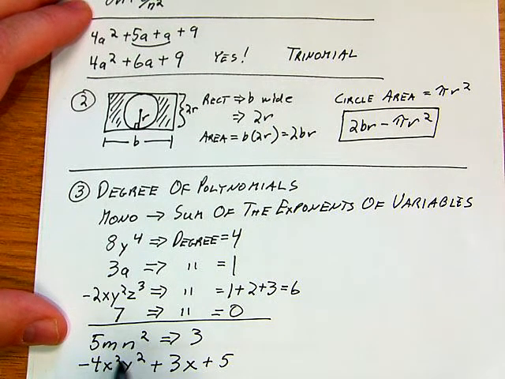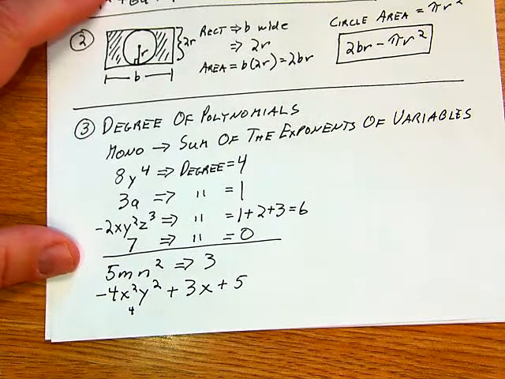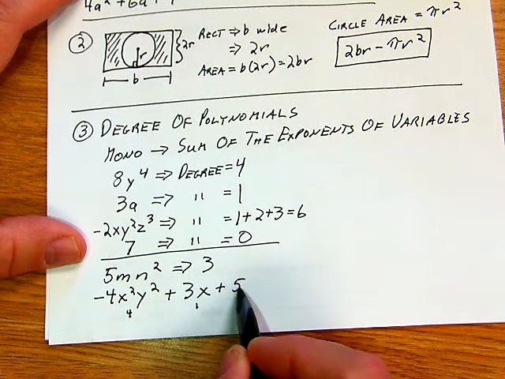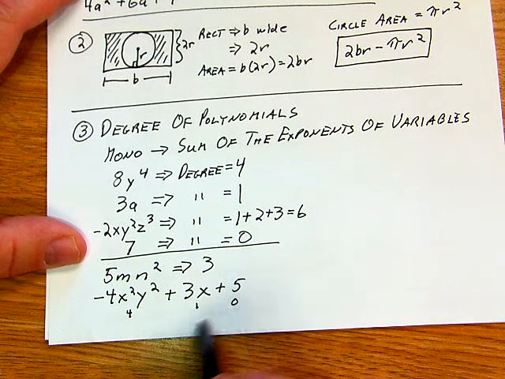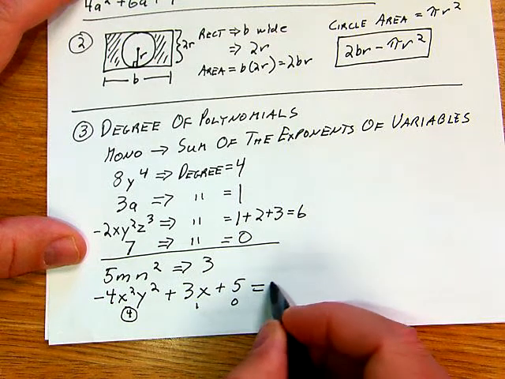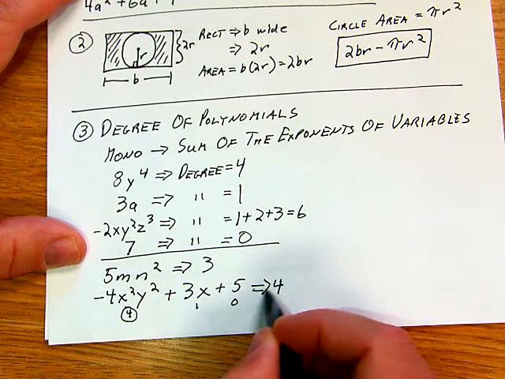Well, what is the degree of each one of these terms? The degree of this term is 2 plus 2, or 4. The degree of this term is 1, and the degree of a simple number is 0. So which one's the highest? This 4 is the highest. So the degree of this whole thing is 4.